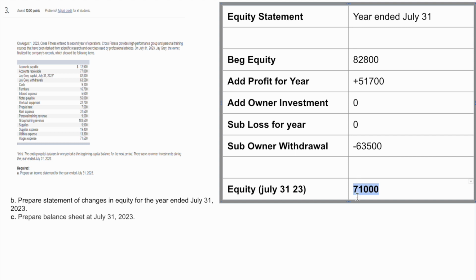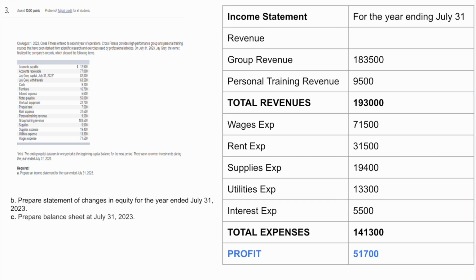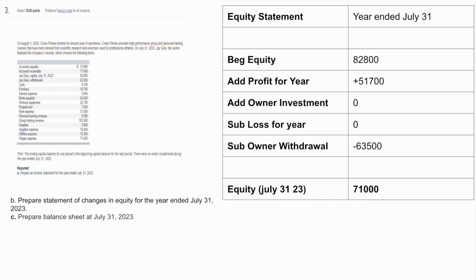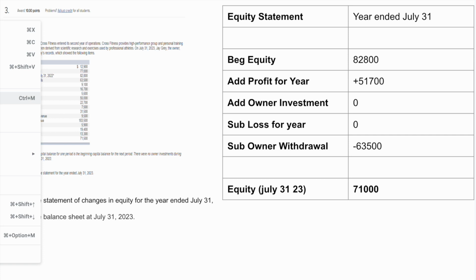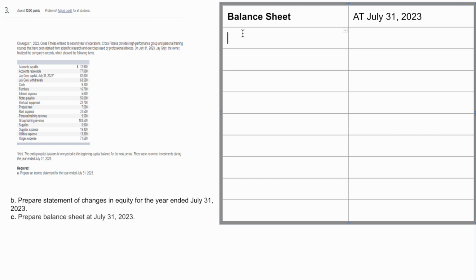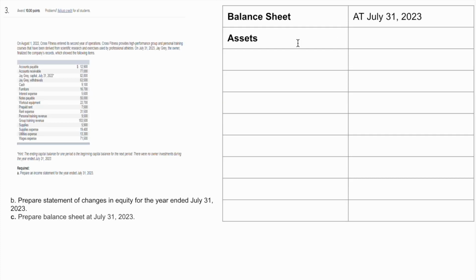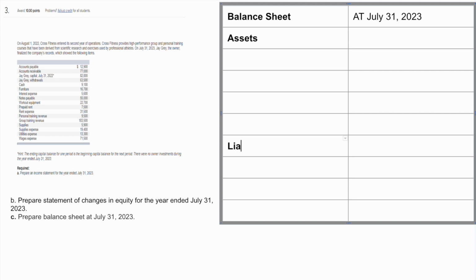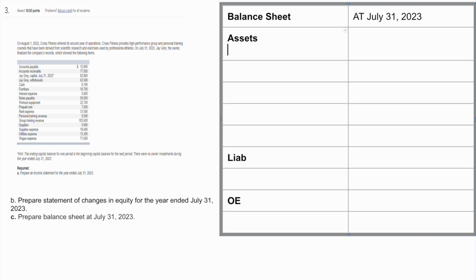Okay? Now, considering that we've looked at the income statement and the statement of equity, we can now go on to calculate our balance sheet. Keep in mind our balance sheet is made up of three distinct parts. We got assets, and we've got liabilities, and we've got owner's equity. So let's list down our basic assets that we have. I'm just going to put them here because I don't know if I have enough columns.